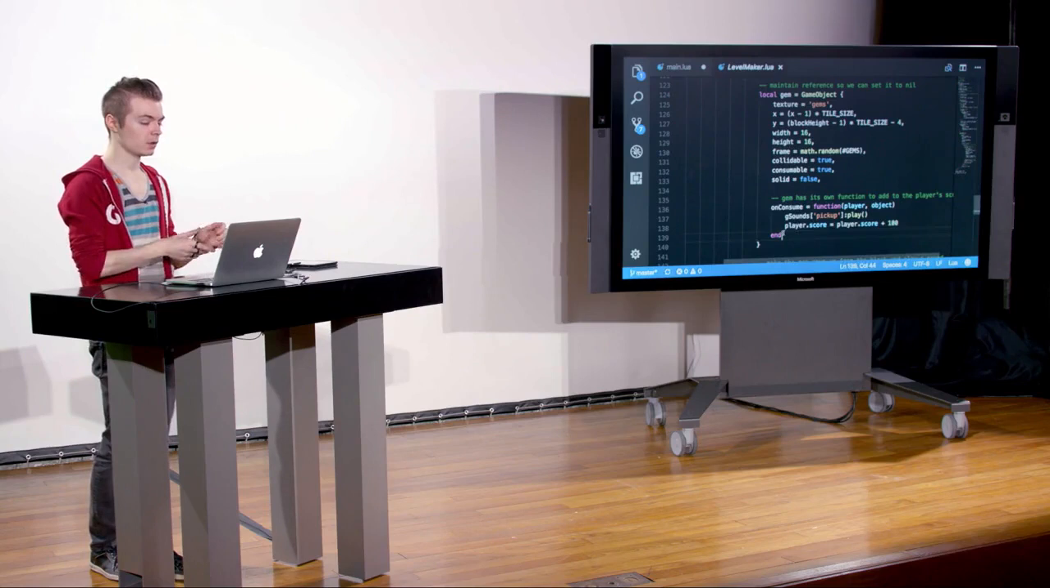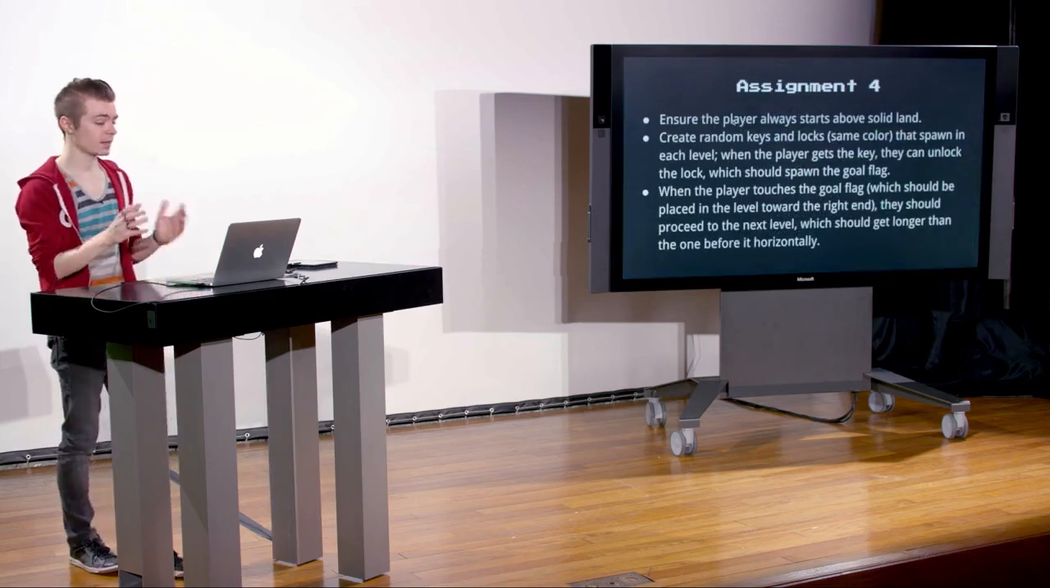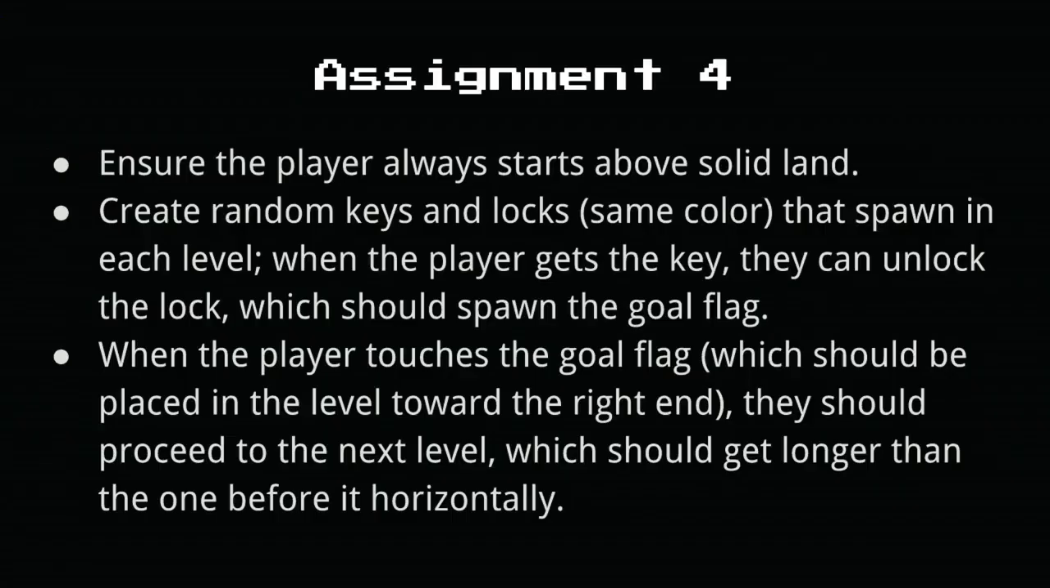In this case, you'll only really need to worry about onCollide because the assignment is create random keys and locks. They have to be the same color, but you can choose them at random. If the player collides with the key, then he should probably get some flag like key obtained is true or something like that. And then you go to the block that spawns in the level. So you should spawn a block with that same color. And then onCollide, you should unlock it, so get rid of the block.